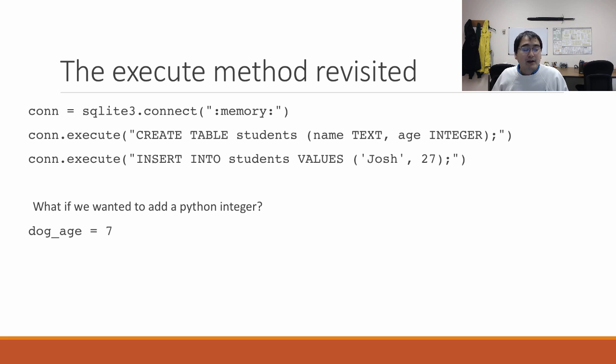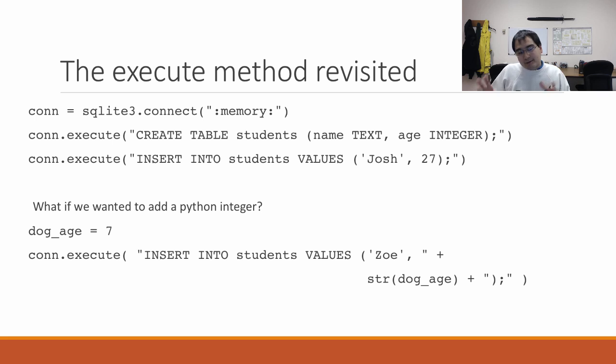So what do I do? Well, without using parameterized queries, you would be forced to do something like this. You'd say conn.execute, and you'd make a query that has Zoe's age in there. So you say insert into students values Zoe, and then I need to convert that 7 into a string so that I can concatenate it with the rest of my query, and then I need to put the closing parentheses and the closing semicolon. So I'm basically building my string query on the fly as necessary. Now, that's kind of finicky.